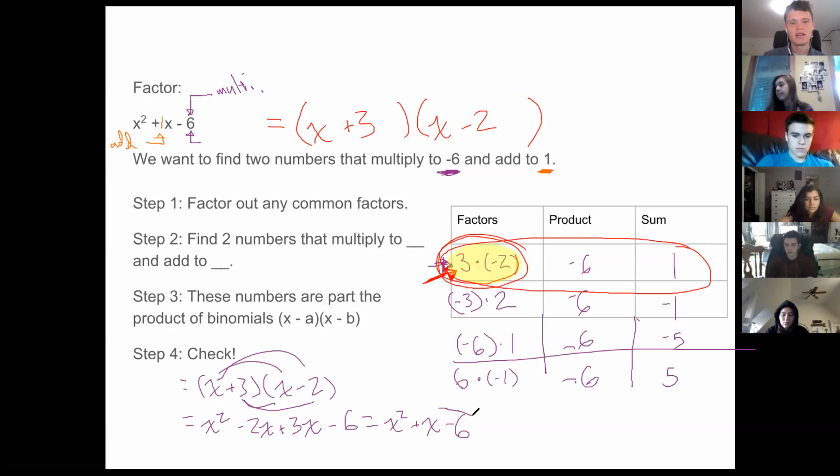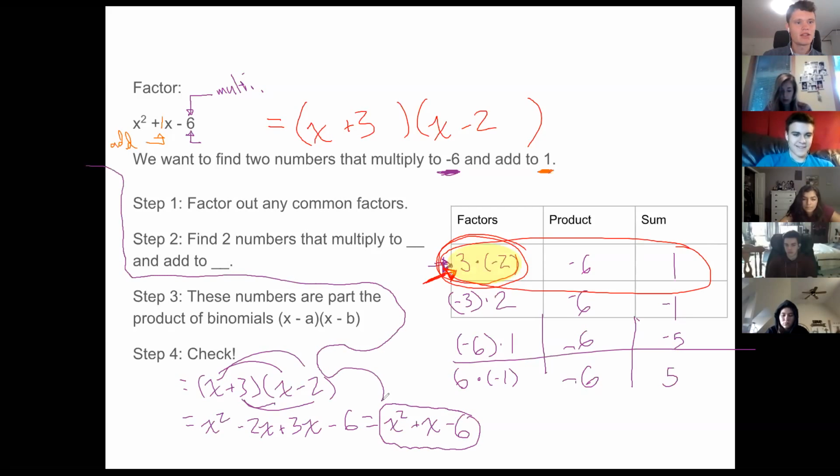And we can see that this matches this. Perfect.